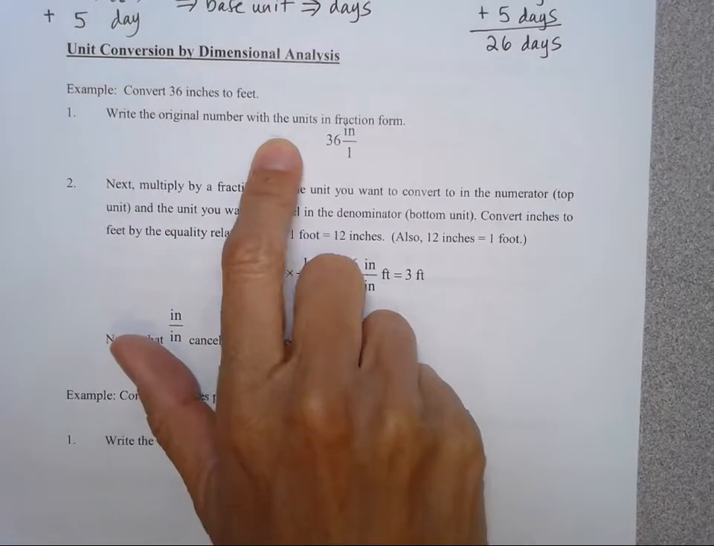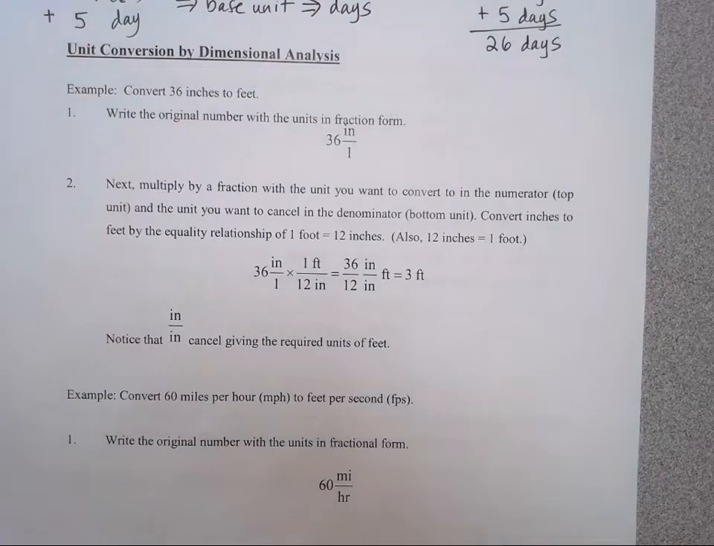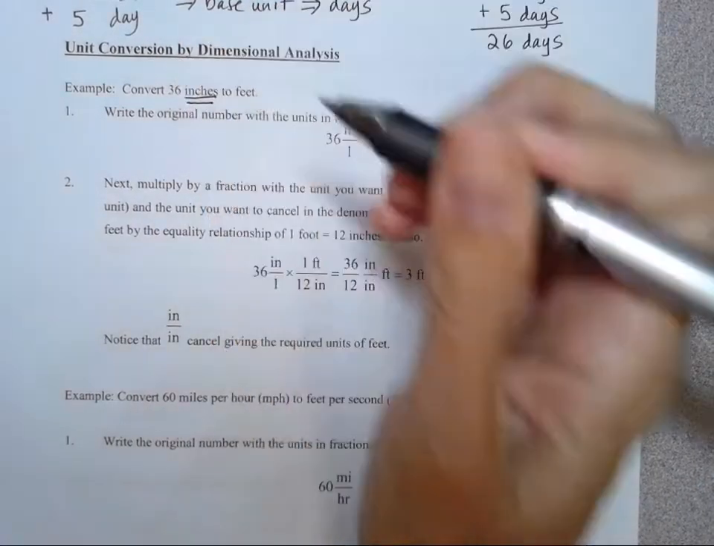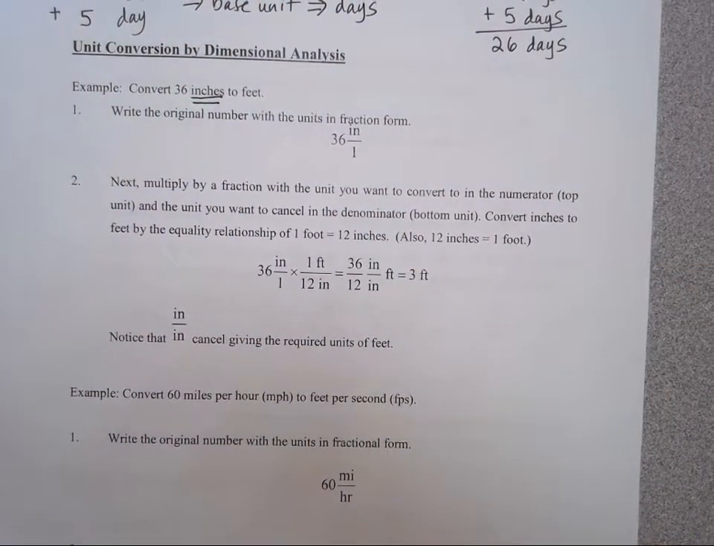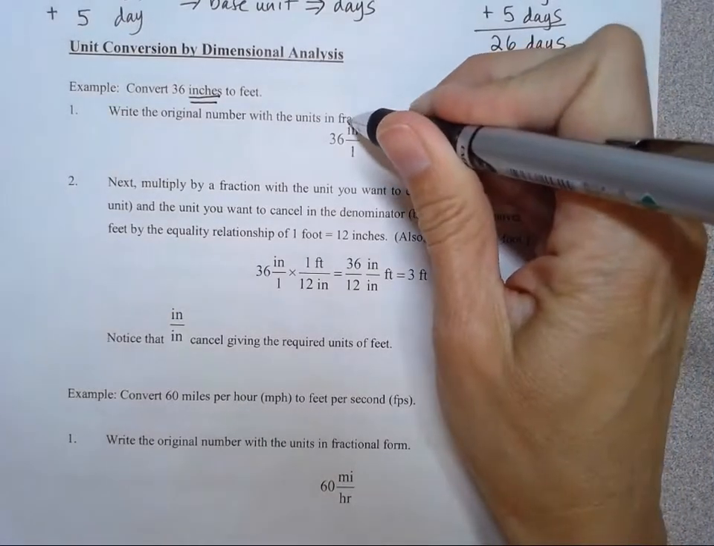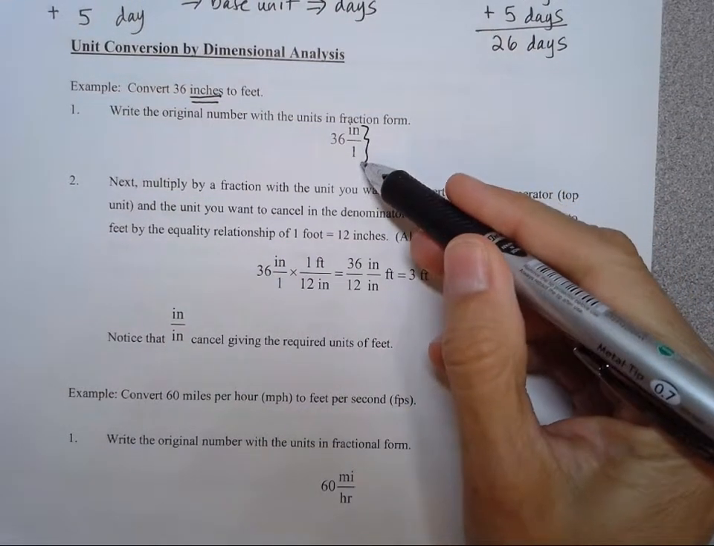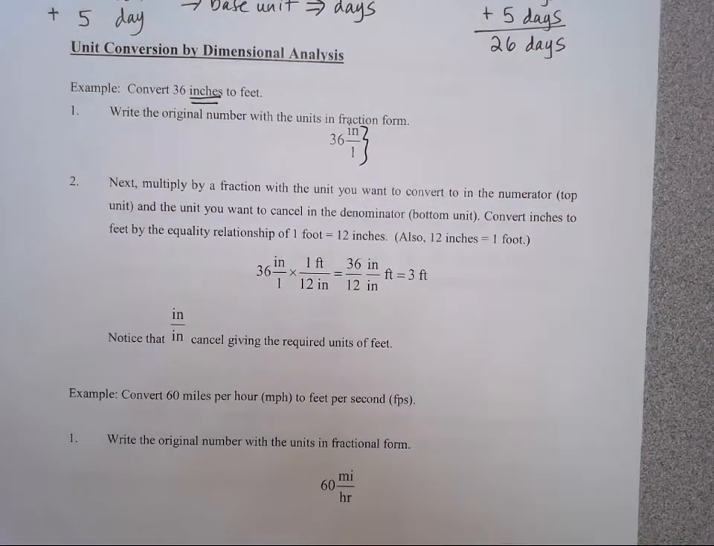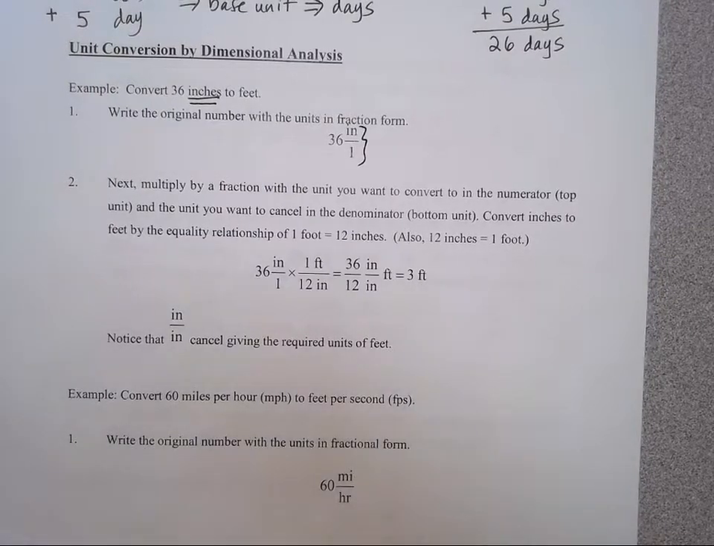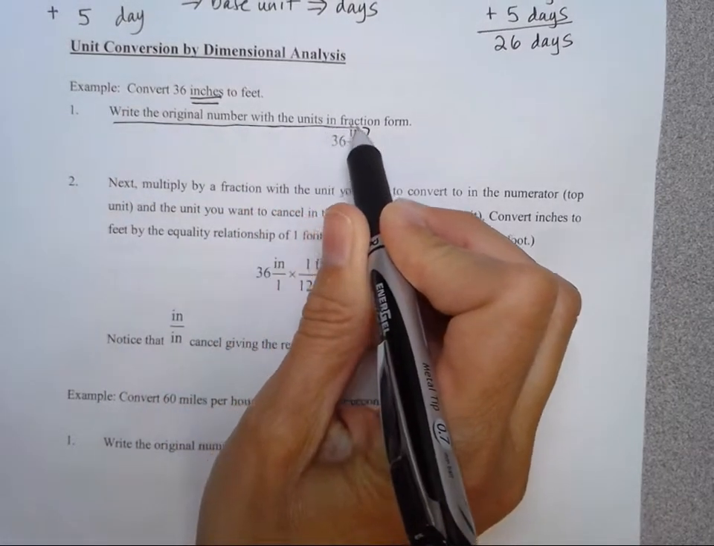We're going to write the original number with the units in fraction form. So even here I just have inches. My inches are not in fraction form. It's not feet per second or miles per hour. It's just inches. But getting into this habit of writing the units in fraction form is a good idea. And remember, anytime we don't have a denominator, we can just put it over 1, because that's the same thing as not having a denominator at all. All right, so that's my first step, to write the original number with the units in fraction form.